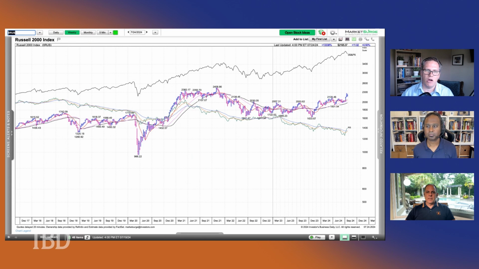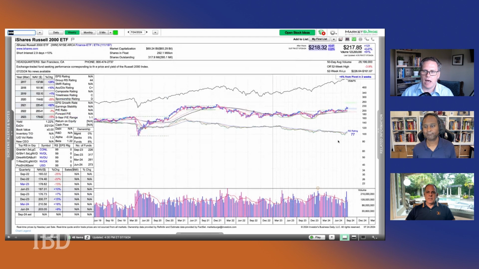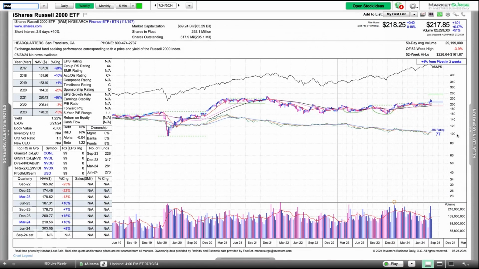And then there is the RS rating, which, let's go ahead and pull up IWM. That'll give us a rating. IWM, you see a relative strength rating of 77, meaning that it compares it to all the other companies and instruments, ETFs, everything in our database.